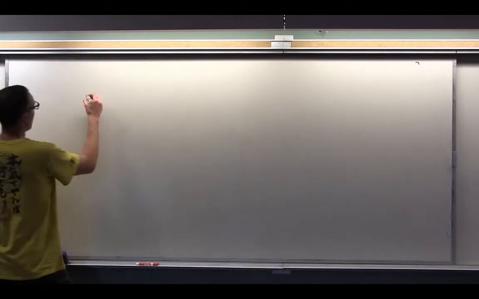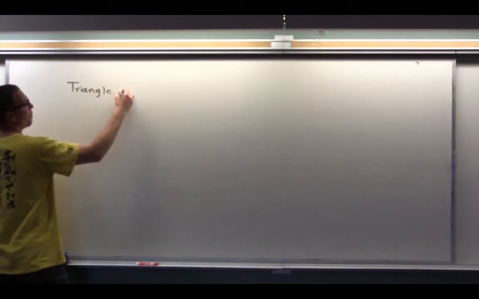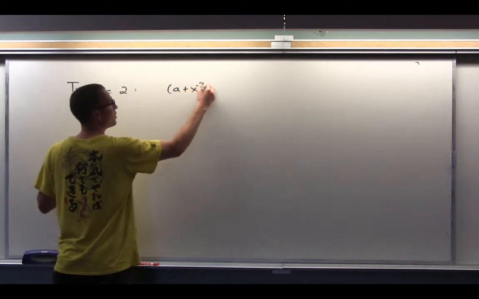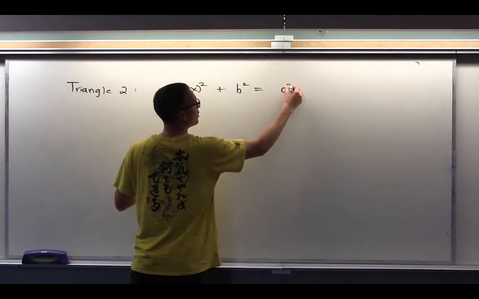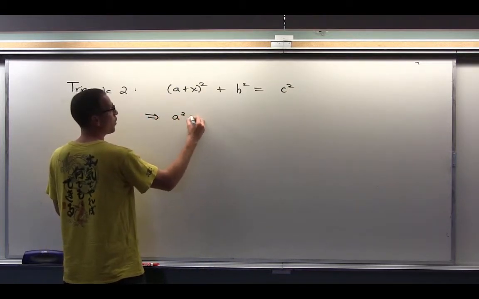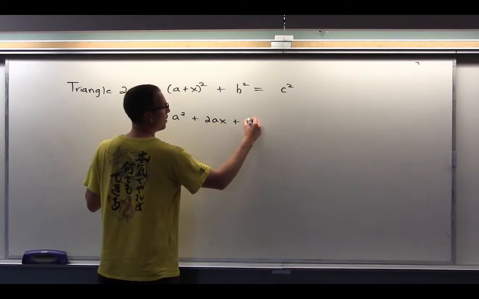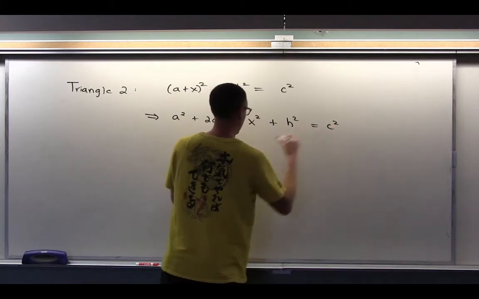All right, what did we say about triangle 2? What was the Pythagorean theorem from triangle 2? A plus x, squared, plus h squared is equal to c squared. Can someone help me with some algebra there? A squared plus 2ax plus x squared plus h squared is equal to c squared.